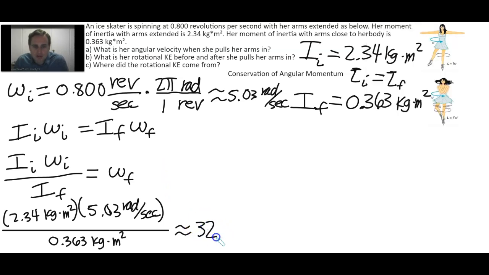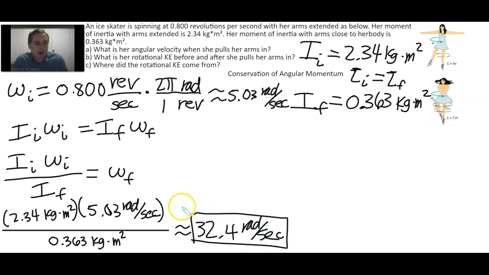So 32.4 radians per second. And let's think about why this is the correct answer. Notice her rotational inertia is many times less. So it's certainly less than a quarter, and however many times less her rotational inertia is, that's how many times her angular velocity goes up. So this looks like a little bit more than a factor of 6, because 5 times 6 is 30, so this is a little bit more than 6 times smaller rotational inertia. Okay, so that solves part A.